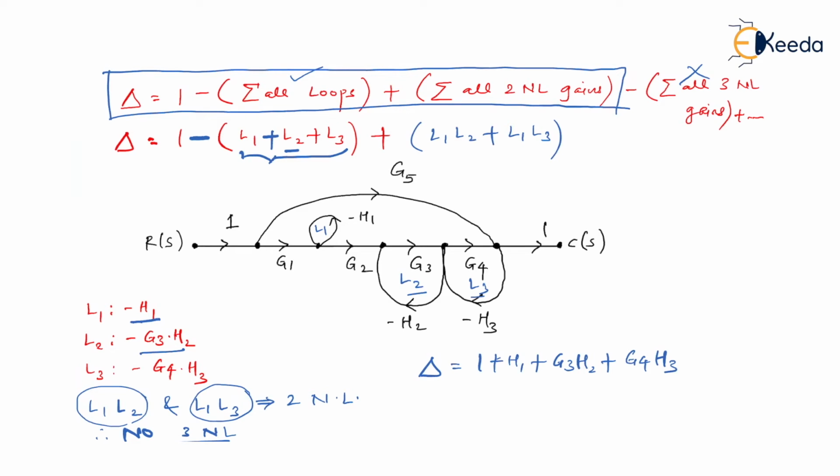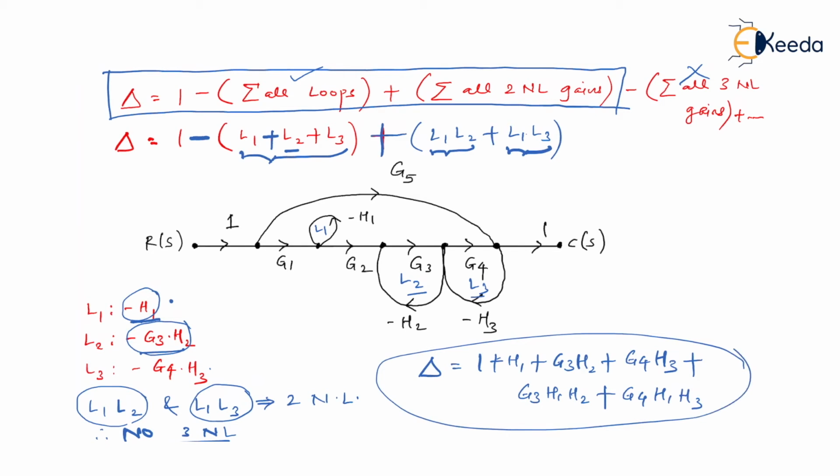Then according to the formula, we have plus here, so I'm writing plus. Now it is a product of L1, L2. See carefully, L1 is negative, L2 is negative, negative will again become positive. So it is the L1, L2 product, which would be G3 times H1, H2 plus, finally we have to write only the L1, L3 product. L1 is also negative, L3 is also negative, so the product of negative gains will become positive. Finally it would be G4 times H1, H3. And this is your final delta. Am I right?